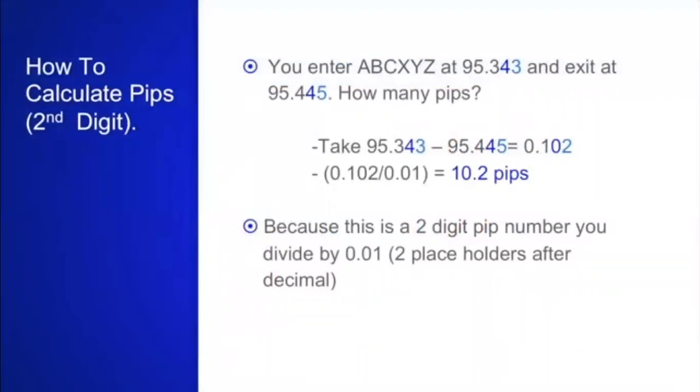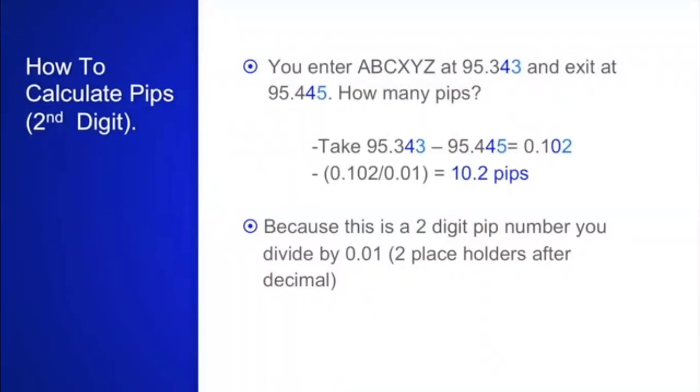So why not? Let's just calculate what it's like. So you enter ABCXYZ at 95.343 and exit at 95.445. How many pips did you gain or lose? So hopefully you kind of understand the gist of it. You take 95.343 minus 95.445 equals 0.102.